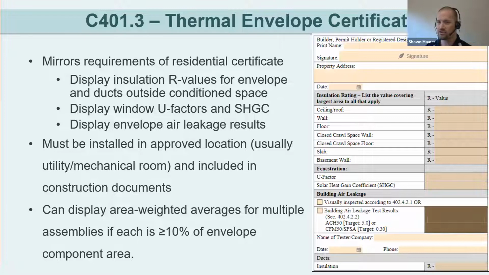If you've got multiple envelope types, you can display area weighted averages for those on this form. As we do know, commercial buildings, unlike residential, tend to have multiple different styles of envelope put together, such as curtain walls and mass walls, or mass walls and framed walls. So you can account for that with an area weighted average overall for the building instead of reporting multiple assembly R values.